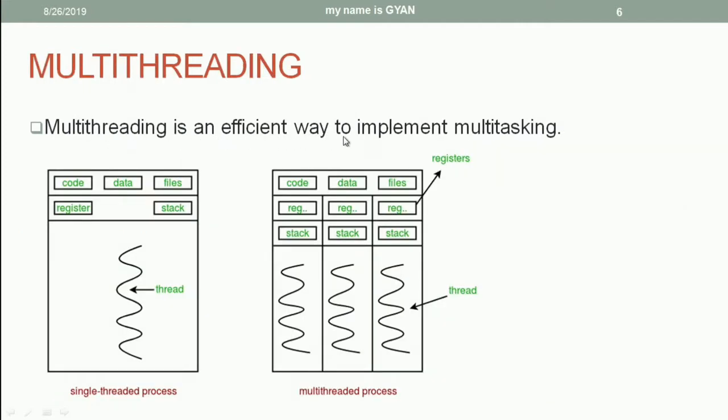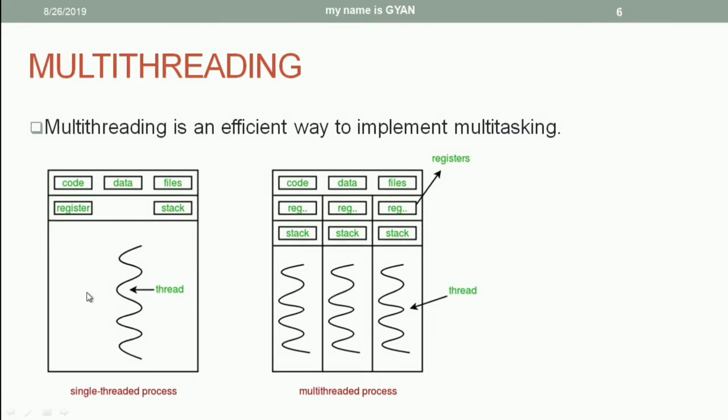Multithreading is an efficient way to implement multitasking. Look at here. This is a process with a single thread. And these are a few resources used by this process. When we do multiprocessing to achieve multitasking, then we need to duplicate all these resources. But when we do multithreading of a single process to achieve multitasking, then we need to replicate only a few resources, not all. For all these threads, code, data and files will be the same. But for all the threads, register values and stack values will be different.